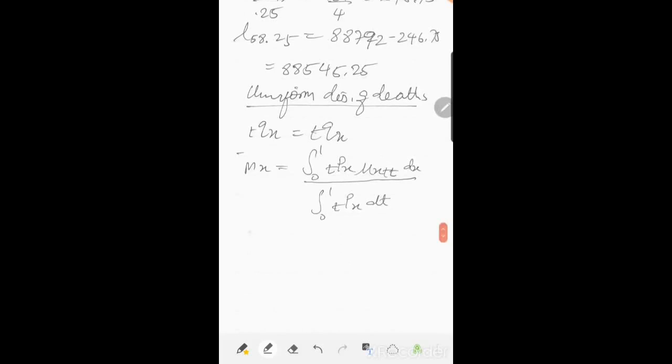So mx is just what? In this case, mx is just the weighted average of the force of mortality. So if you're asked to find the weighted average of the force of mortality, that means we're simply asking you to find mx. Then you can just apply the formula that's given.